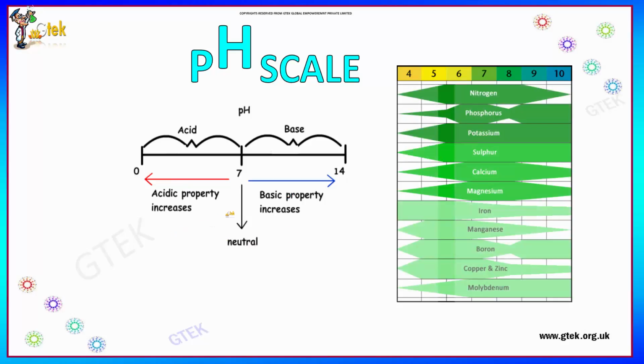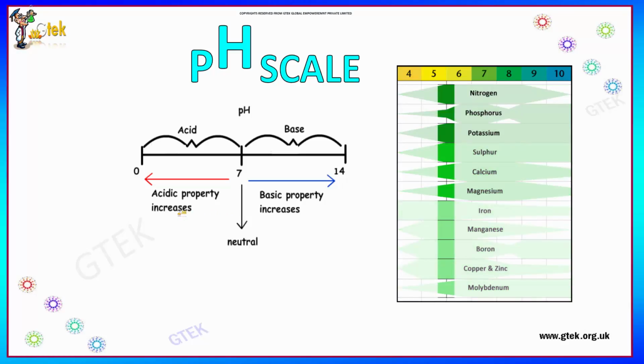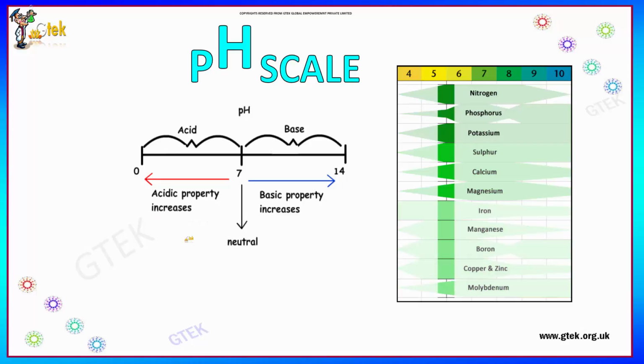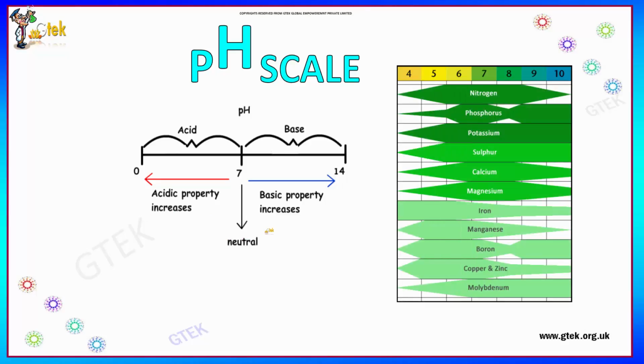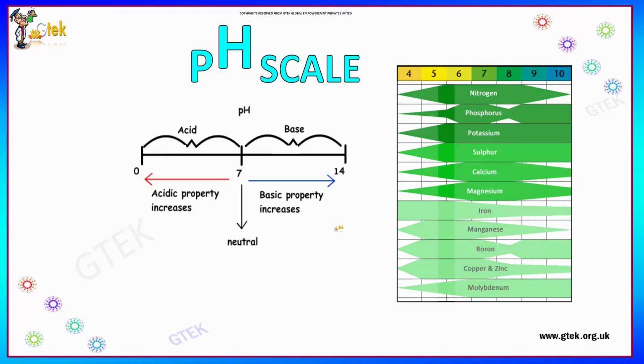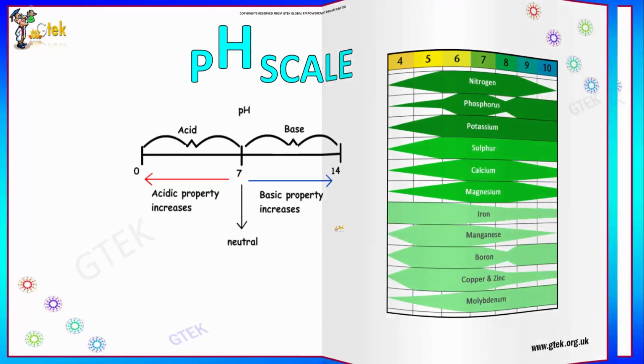Below 7 is the acidic property, and as the value decreases, the acidity is increasing. For the basic property, as the value increases, the basic property increases.